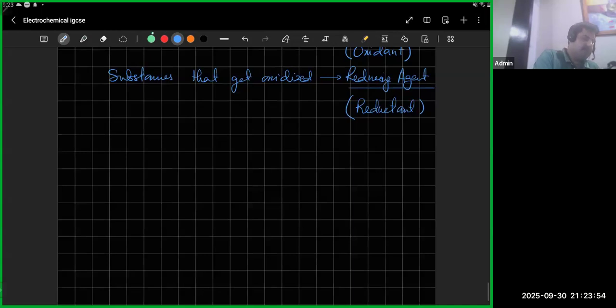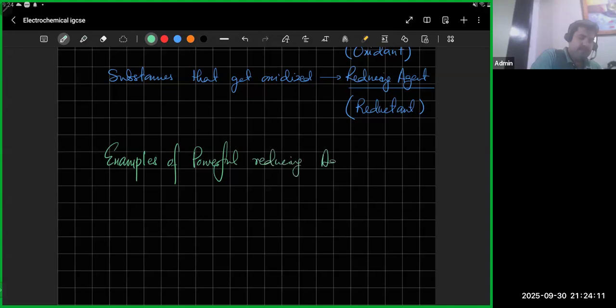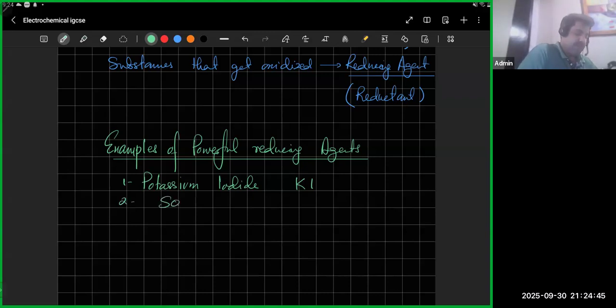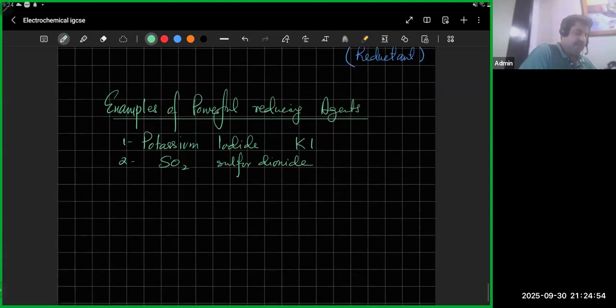So we're almost out of time, but what you need to know, that's the last thing, are some examples of powerful reducing agents. Remember, there's one which is called potassium iodide. You don't have to go into details. If they ever ask you to name a powerful reducing agent, one of them is potassium iodide. That's KI, K +1, I -1. That's number one. And there's another one which is sulfur dioxide. So make sure you know that these are two powerful reducing agents.